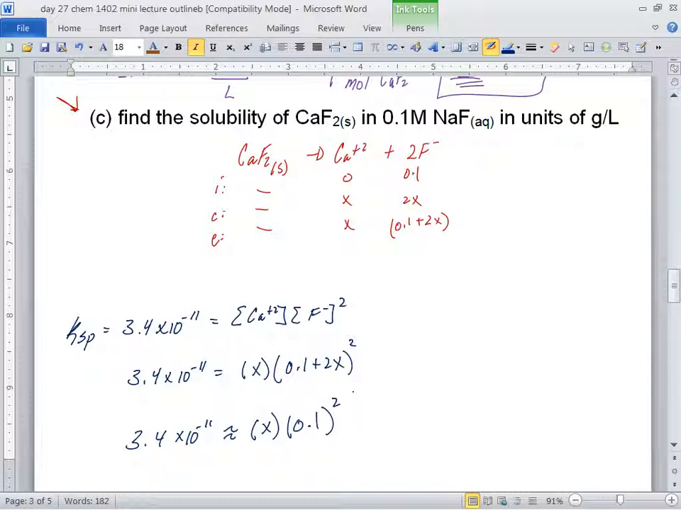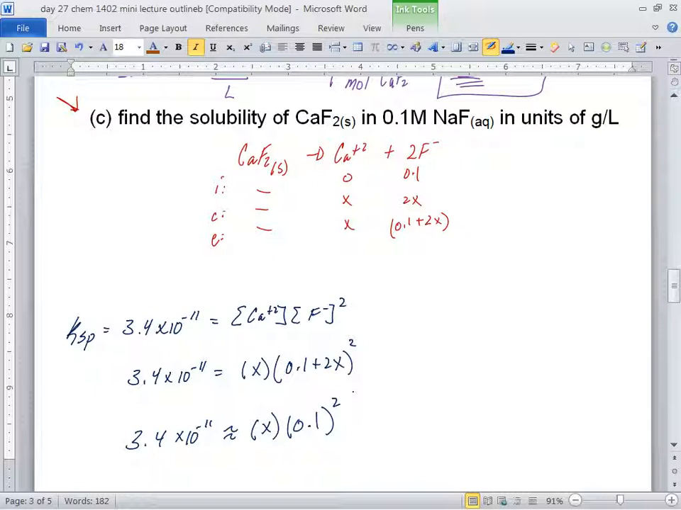I think this step is the real trick to that question. Make sure that you recognize the 10 to the negative 11. Whenever I'm adding or subtracting x, I can drop it. You have to be adding or subtracting. You can't drop this one, because if you multiply by a small number, you get a huge difference. But if you add or subtract a really small number, you get the same result.